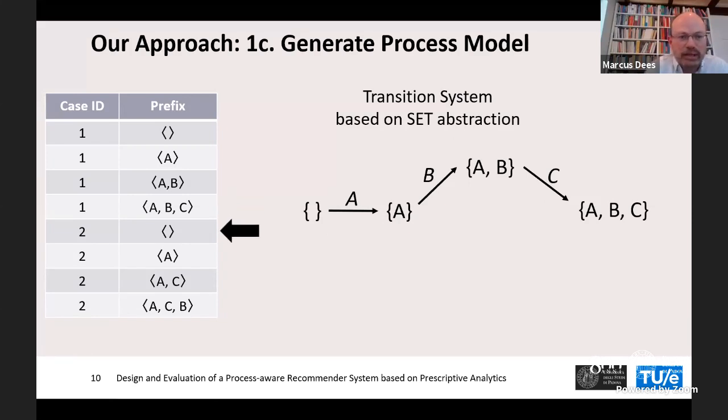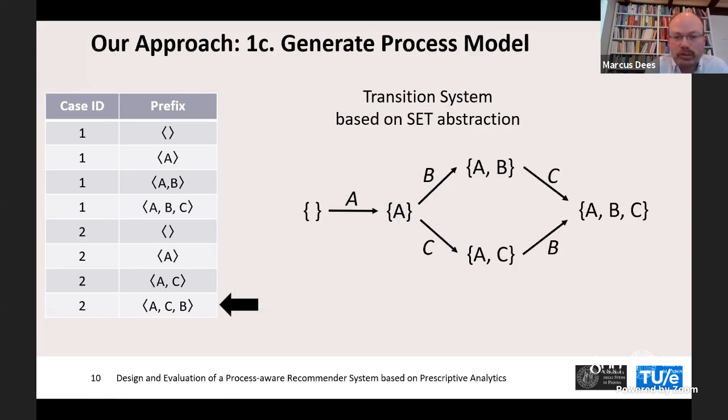Now, in the next case ID, we encounter first the empty prefix, and so we already have this state. We do not change the transition system. Same goes for A, but when we reach AC, we create a new state. AC can be reached with activity C going from A. Finally, we encounter prefix ACB, which, because we use the set abstraction, corresponds to the state ABC.